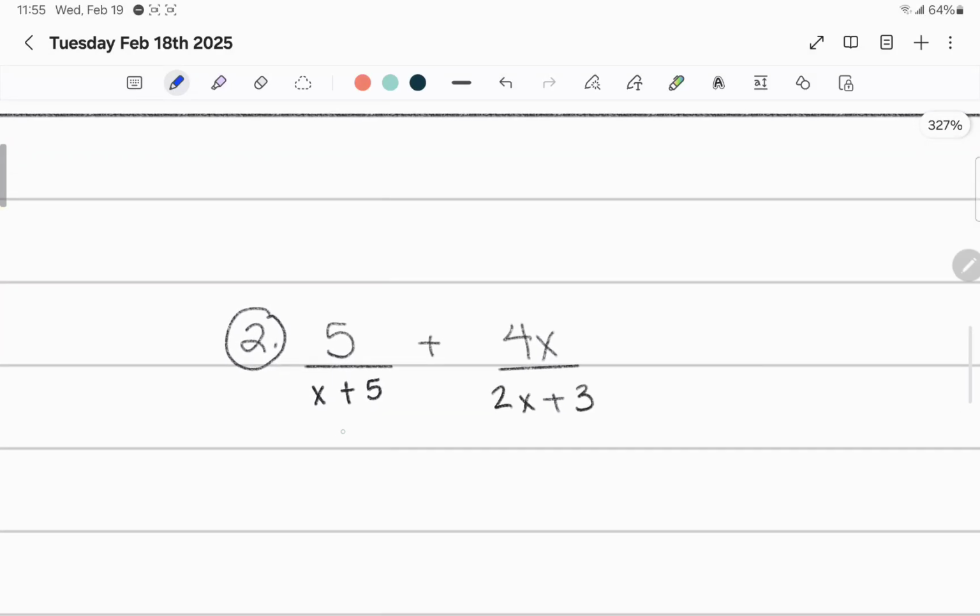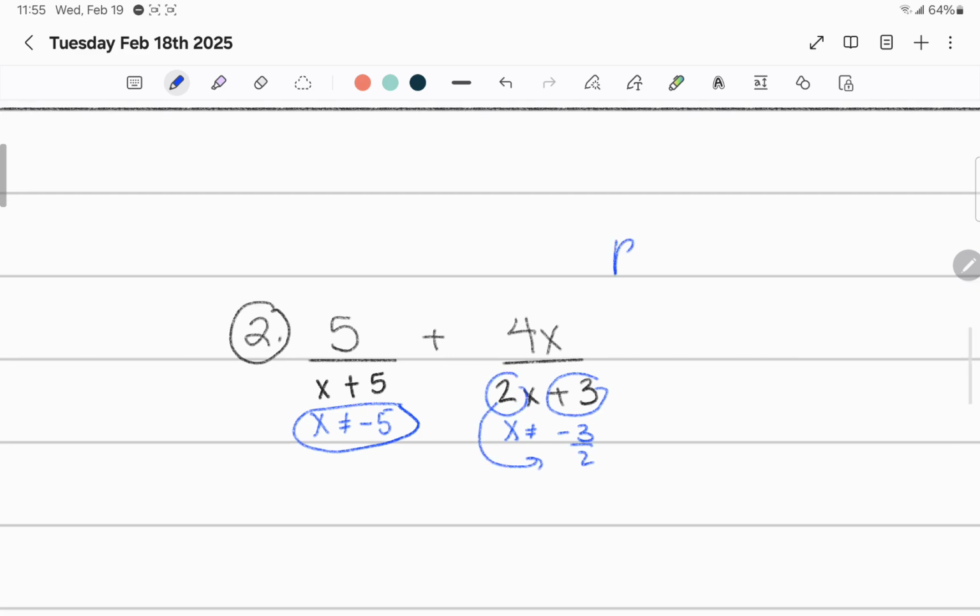Okay, so let's do our restrictions here. So our restrictions here would be the opposite. So -5. And the opposite here is the opposite of +3. And then we take the 2 and put it under it. So our restrictions, x cannot equal -5 and -3/2.